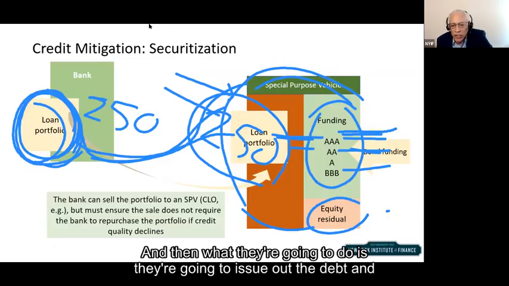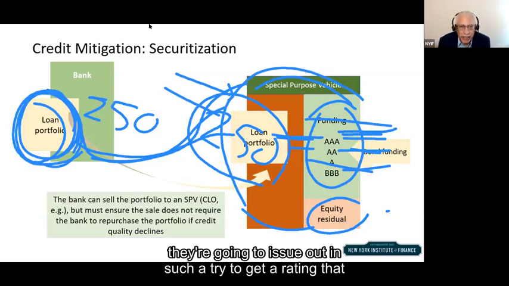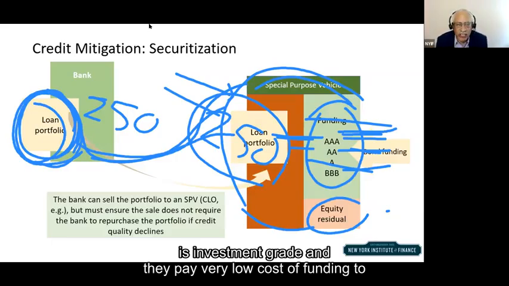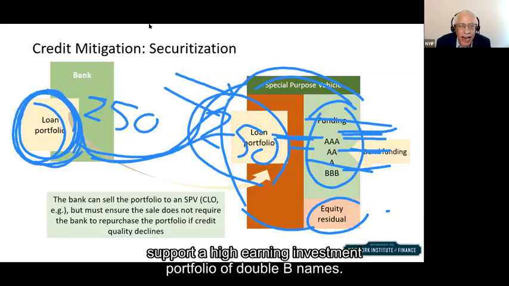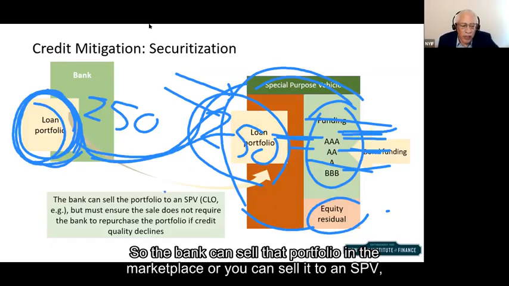And then what they're going to do is issue out the debt and try to get a rating that is investment grade, and they pay a very low cost of funding to support a high earning investment portfolio of BB names. So the bank can sell that portfolio in the marketplace, or it can sell it to an SPV.